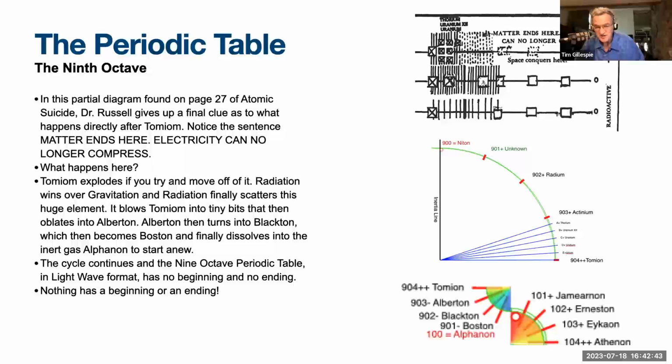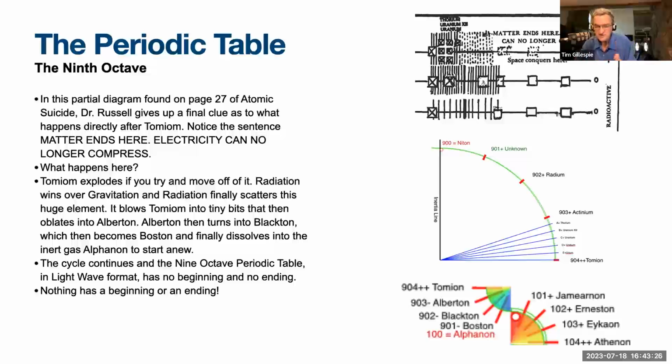Tomium explodes into what looks like billions of little parts. And these little parts are traveling along the octave wave. Remember, each one of them now must oblate. And what it does is it oblates into Alberton. And then it oblates further into Blackton. And it oblates further into Boston. And then it dissolves into the inertial plane, or to be more exact, into the inert gas alphanon, and the whole periodic table repeats itself.